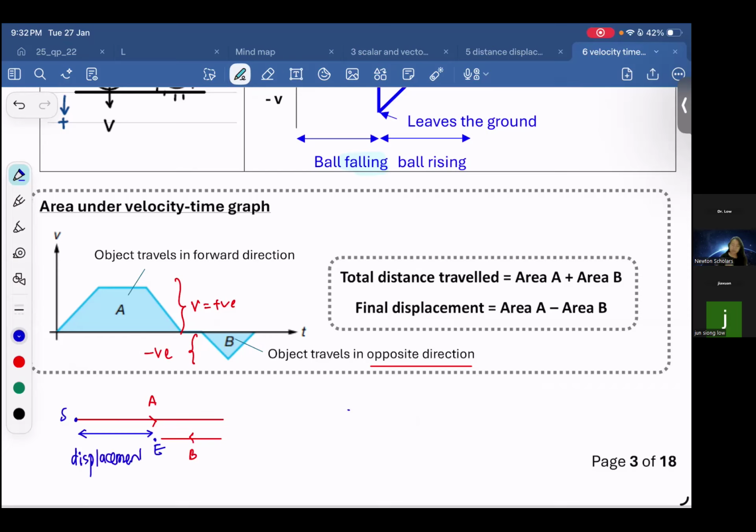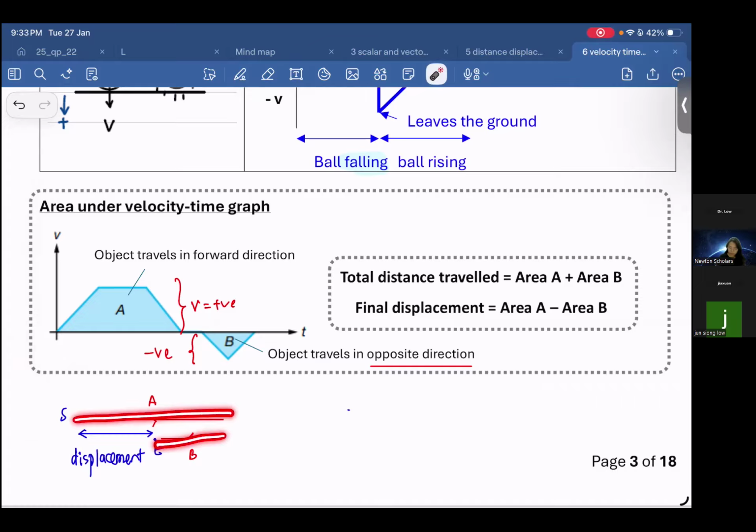This is my displacement, starting to ending. Actually, the object moves like this and then goes backward. I didn't draw on the same line, otherwise you cannot see. That's why I draw at the bottom part here. So supposedly it's going here and then going to the right, then you turn backwards somewhere here. Displacement is starting to ending, that is the displacement.